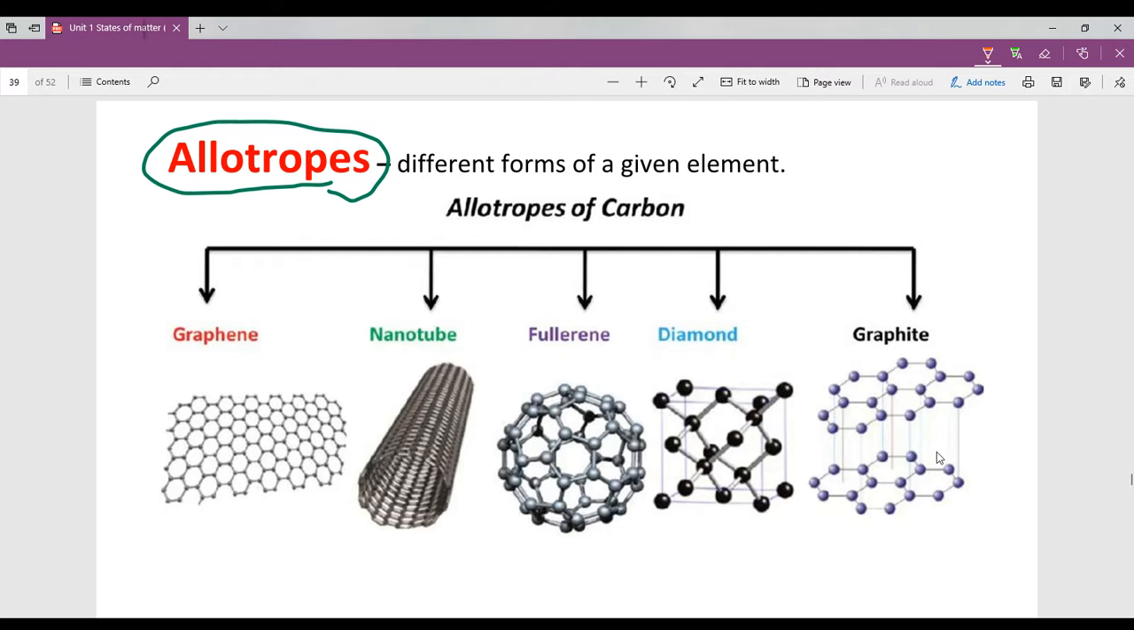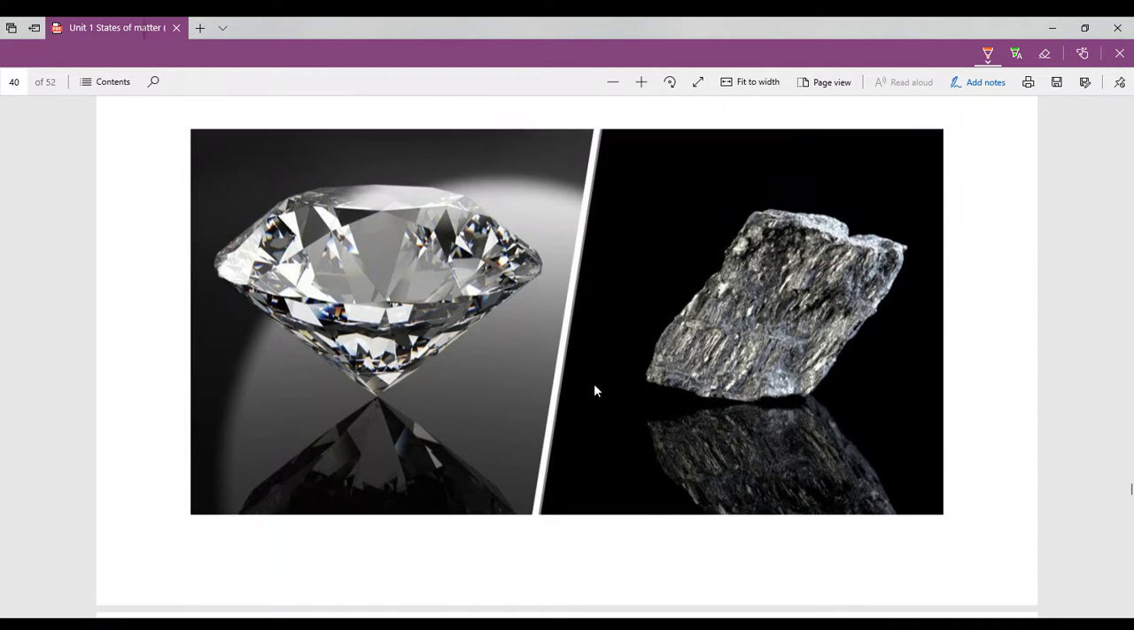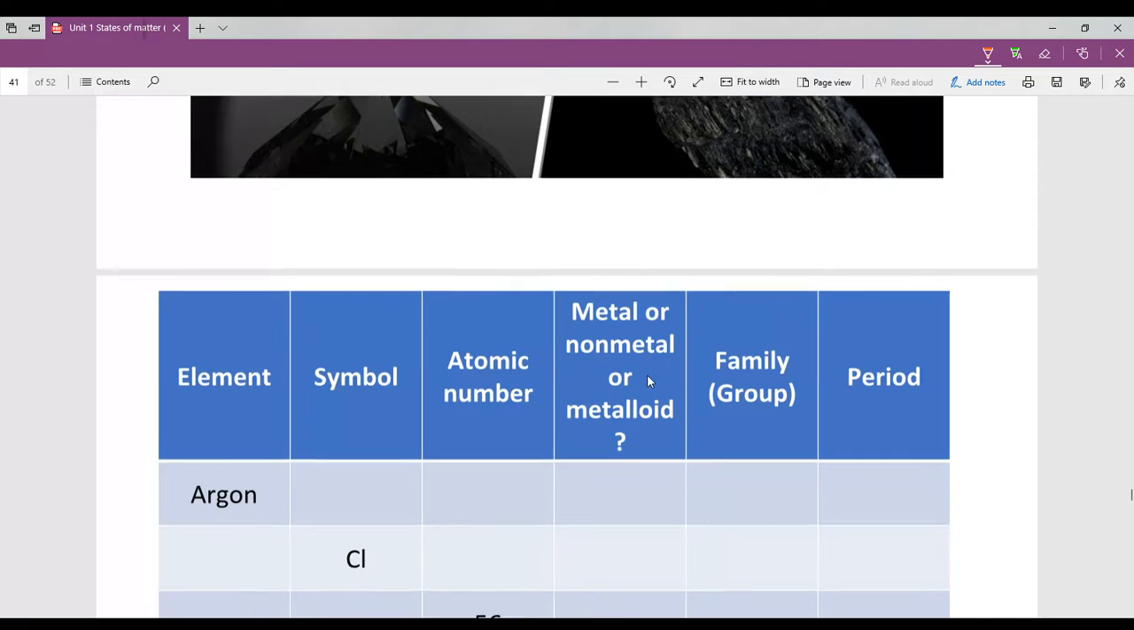Now, as we go into the year, I will explain what all of this means. But right now, I just want you to see that if you have one element, it can exist in different forms, and that is called allotropes. I think this might be a better picture to see. The diamond is composed of carbon atoms, and then graphite, which you use as pencil lead, is also carbon, but they just exist in different forms. These two are allotropes of one another.